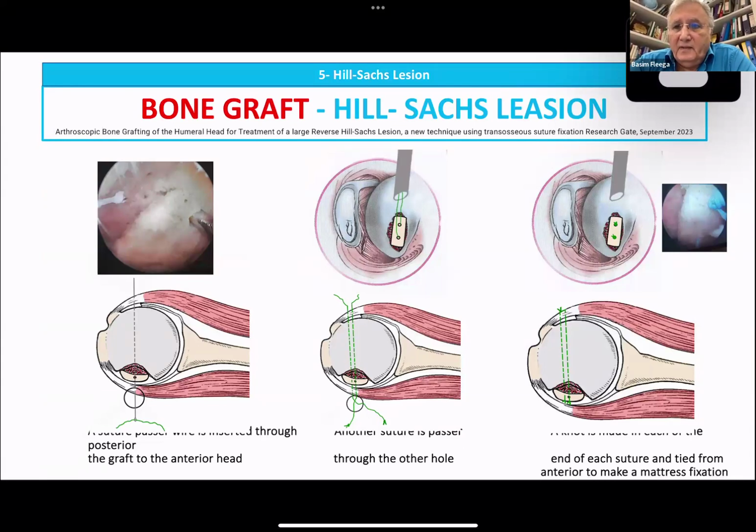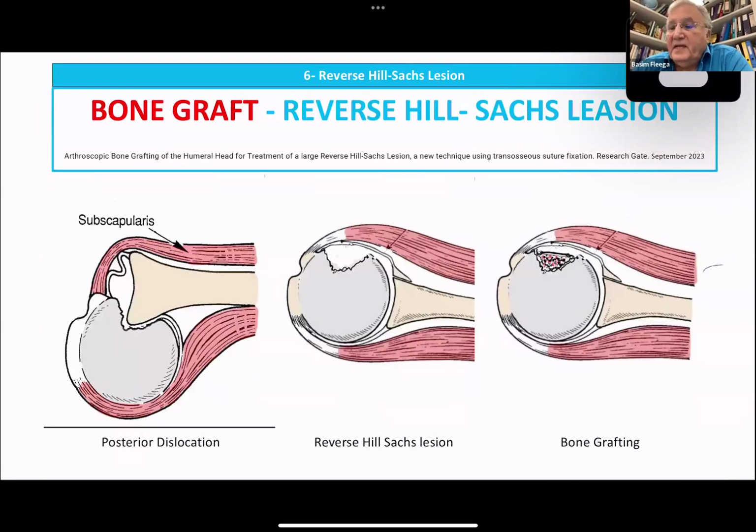motion of the joint, we put a block, a bone block, in the defect and fix it also with sutures with the mattress form. Here, actually, the technique is by placing two sutures and making a big knot in the suture, pulling anteriorly, and then having a mattress fixation. The same thing is done if we have a reverse Hill-Sachs lesion.